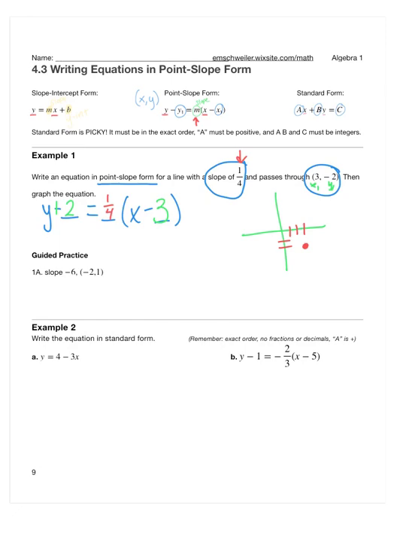So we don't have graph paper, so I don't expect you, if I don't give you graph paper, to make it perfect. I just want a general idea. So if I went up 1 and right 4, that might look something like that. And then down 1, left 4 would look something like this. And that would be approximately what the graph would look like. So go ahead and try the guided practice with the same directions of writing it in point slope form.